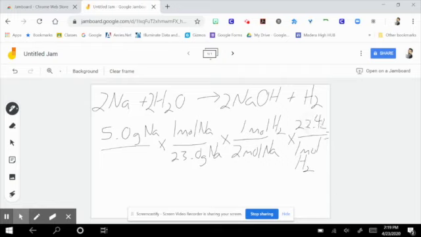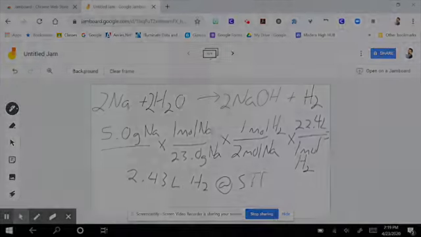Then I'm going to use my trusty calculator and multiply 5 times 1 times 1 times 22.4, divide by 23, divide by 2, divide by 1. Again, leave the ones out in a calculator, and I'll get my answer of liters of H2 gas. It's going to come out to about 2.43 liters of hydrogen gas, as long as we're at STP, 1 atmosphere, and 0 degrees Celsius. Now, it's a little warmer. So here's the demo.